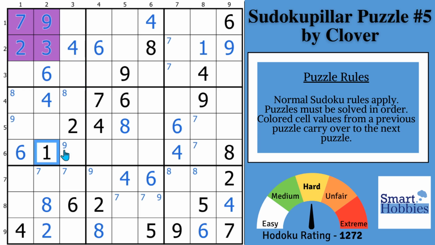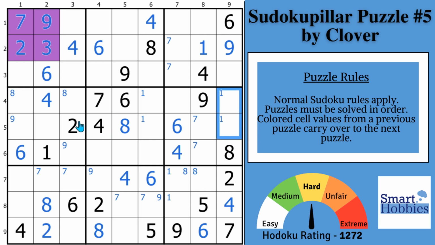Now look here with this 1 cutting across, because you put that 8 there, you have a pointing pair of 1s that will restrict the 1s a little bit here in column 6. And then with this 1, you have another pointing pair of 1s in block 9 to go along with that 1. Now the 1s are restricted in block 6 to these two cells.